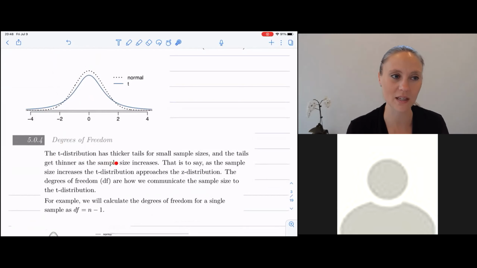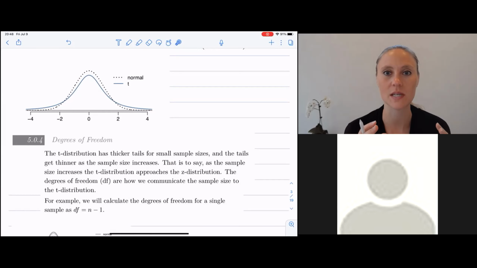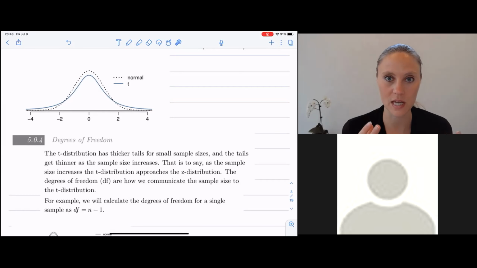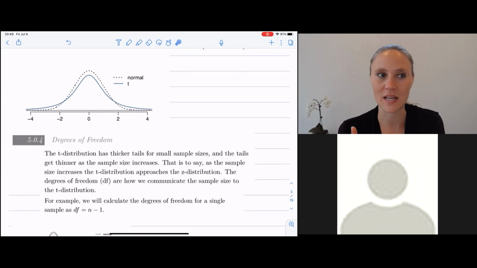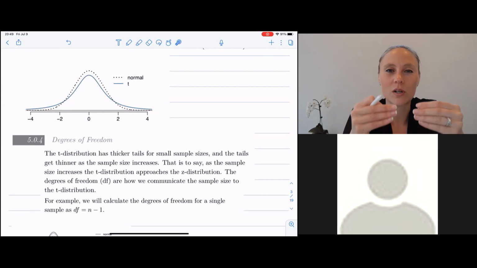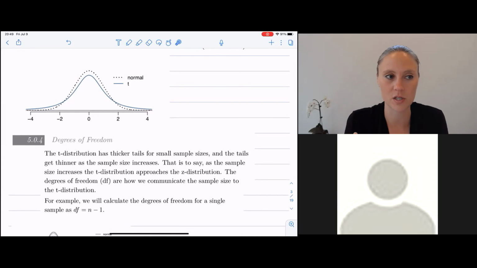Because the t distribution has thicker tails for small sample sizes, as your sample size increases, the t distribution starts to approach the normal distribution, or the z distribution. The only difference between a t and a z is that z uses the population standard deviation and t uses the sample standard deviation. But as I increase my sample size, that sample standard deviation gets closer and closer to the population standard deviation. That's why eventually it'll start to look like the z distribution. It just depends on your sample size.